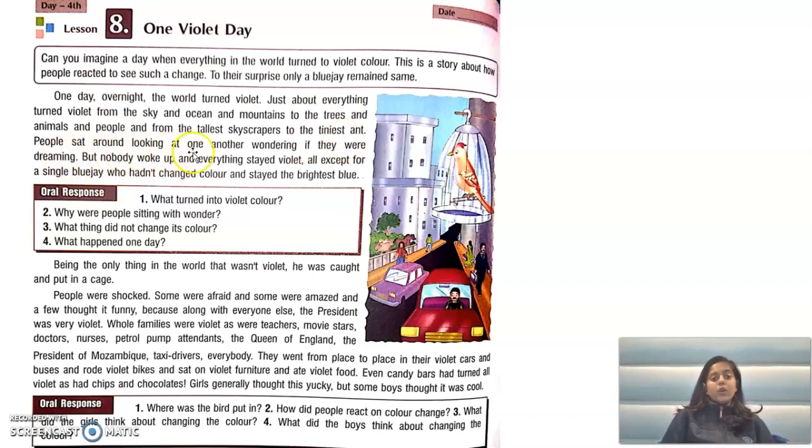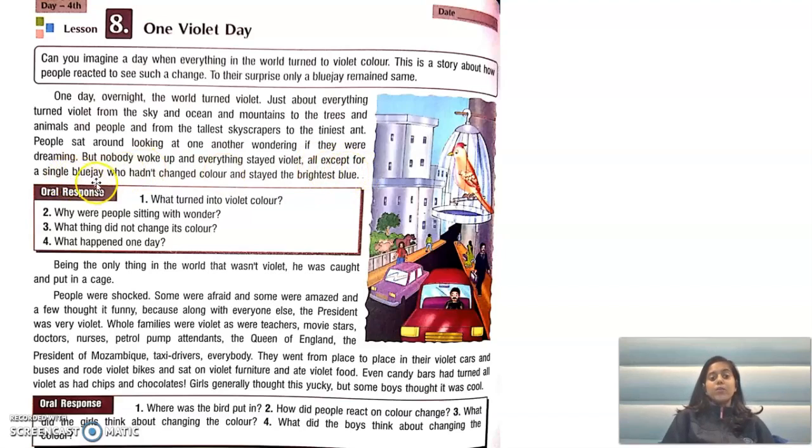People sat around looking at one another, wondering if they were dreaming. So people were just thinking, are they dreaming? This can never happen, that the whole world becomes the same color. People were thinking that they might be having a dream. And everyone was surprised. Why did this happen? How did it happen? How did the whole world become one color? But nobody woke up and everything stayed violet. Everything remained violet. For many days nothing changed.